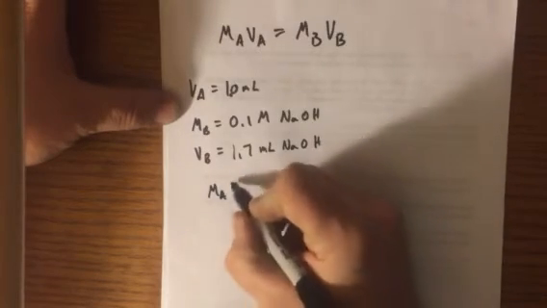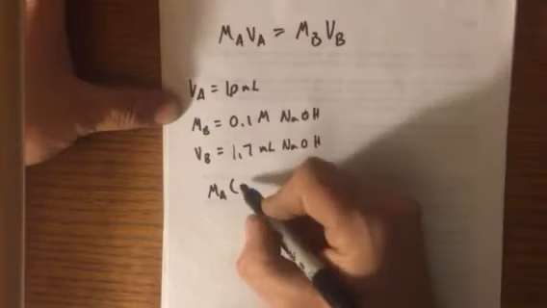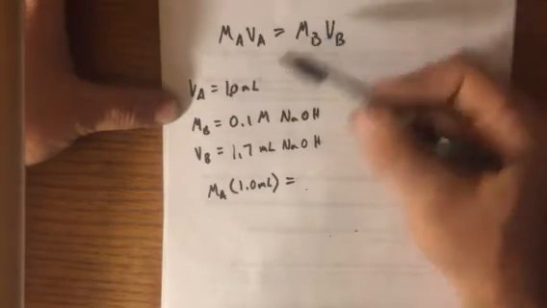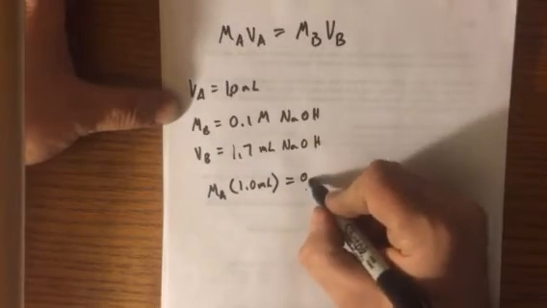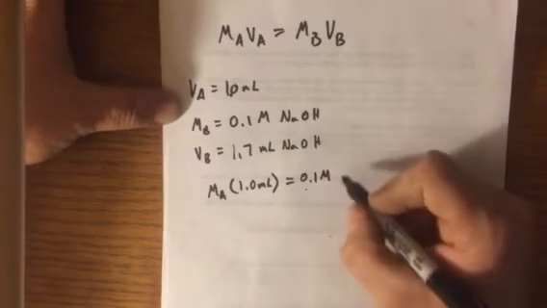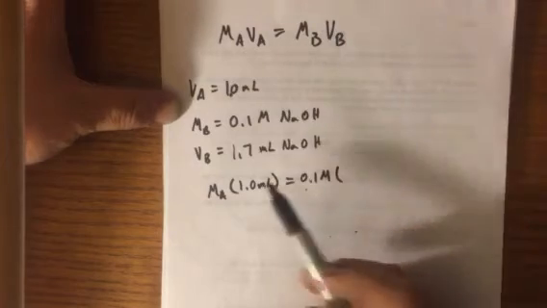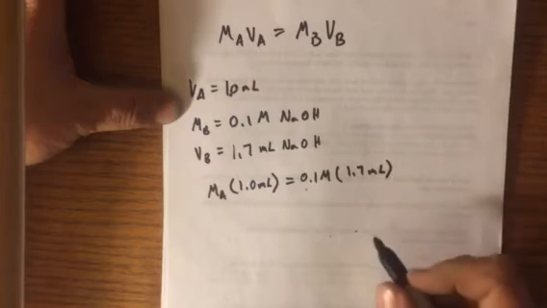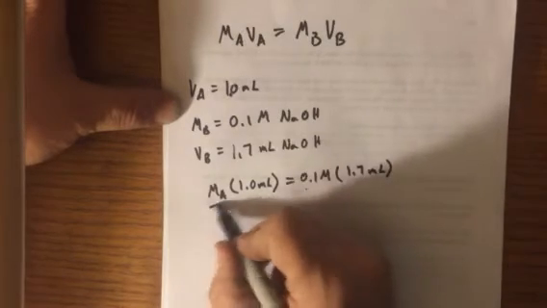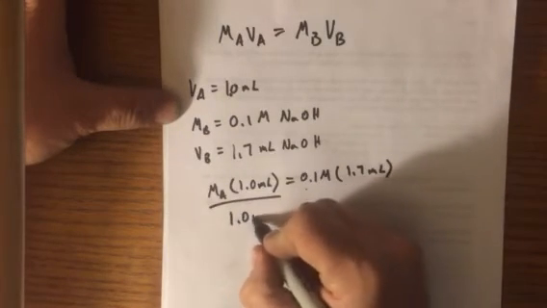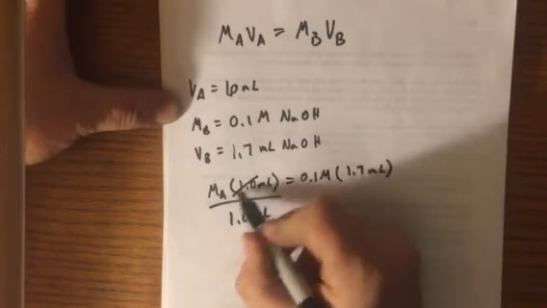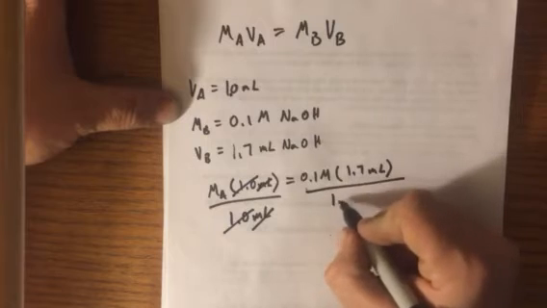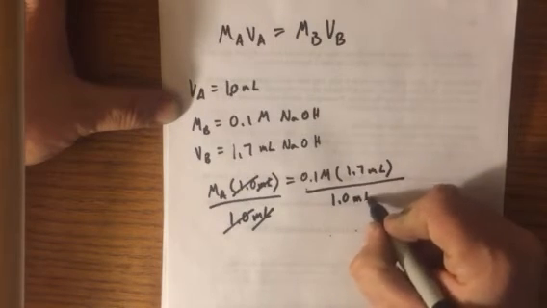So molarity of acid times the volume of the acid, which is 1.0 milliliters, is equal to the molarity of the base, which again is 0.1 molar, times the volume of the base, which is, we said, 1.7 milliliters. Okay, so then we divide out this 1.0 milliliters to get all of this to cancel on this side. We're going to do the same thing to the other side of the equation. We're going to divide by 1.0 milliliters.